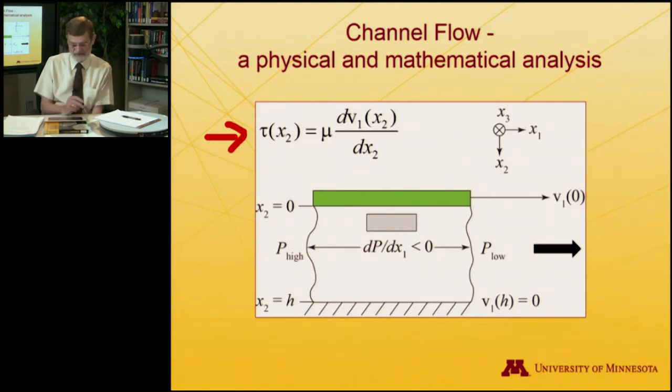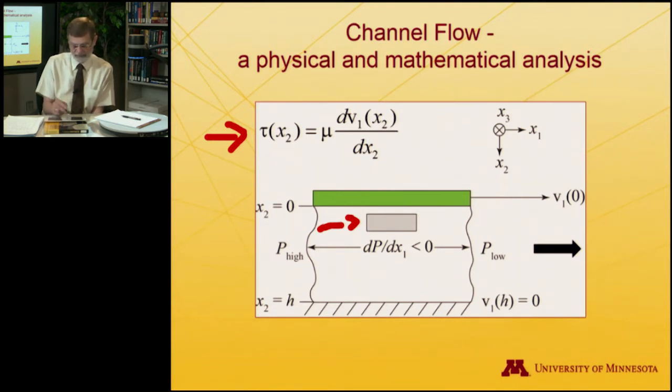The second relationship we can get by doing a force balance on some element of fluid inside this system. So here's the little element we're going to talk about, this little gray box. You can think about it extending back in the x3 direction. It has dimensions in x1 and x2 in the plane of the view.